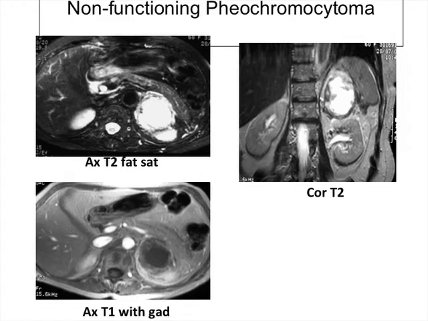And then the other sign that's very helpful on T2-weighted sequences is the presence of what's called the light bulb sign. About two-thirds of adrenal pheochromocytomas will have very high signal intensity on the T2-weighted images, which becomes even more dramatic when you do fat-sat. And then in the same patient here, you can appreciate that there are intense areas of heterogeneous enhancement following administration of gad. So that's the classic appearance of a pheo.